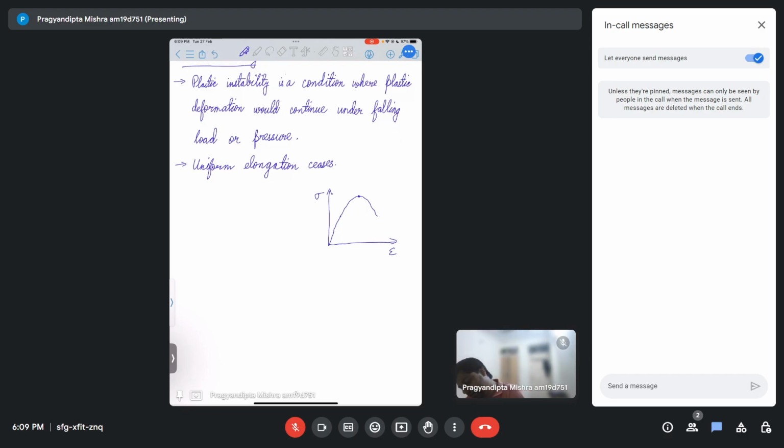So what could we say about this point? Let's say this point is called the point of instability. So what happens at the point of instability? What could we say about it? That is something that we can tell in terms of a mathematical relation, or something that we can find out in terms of that.